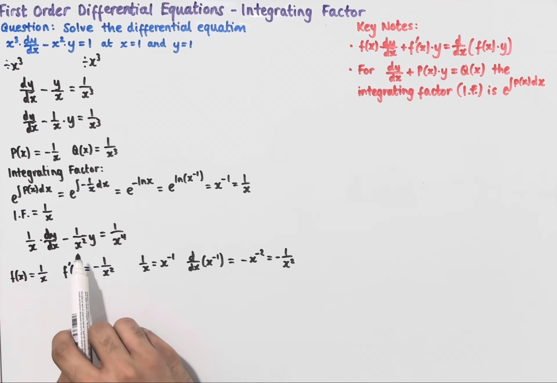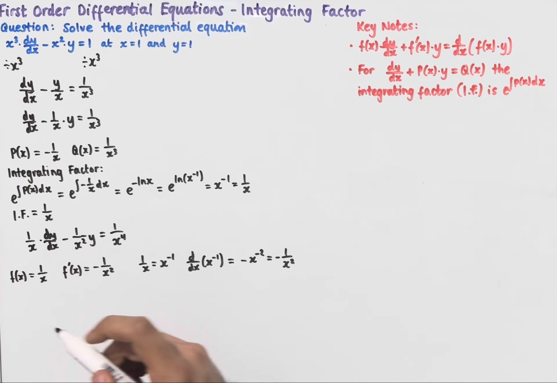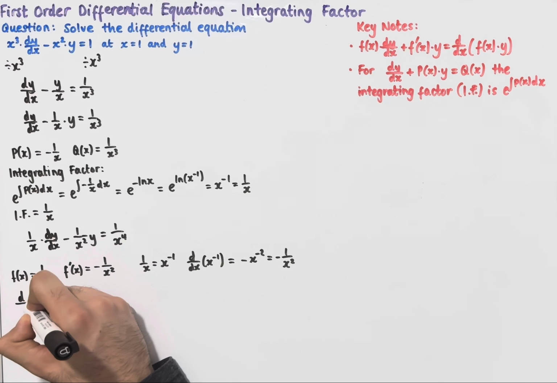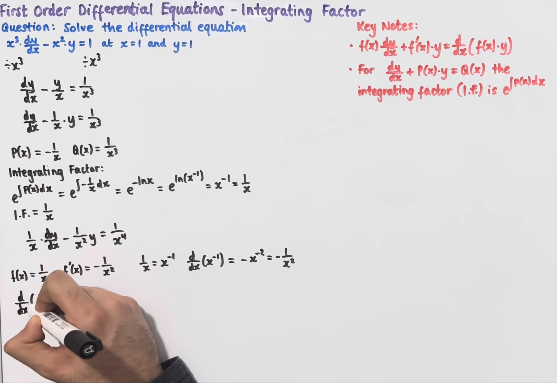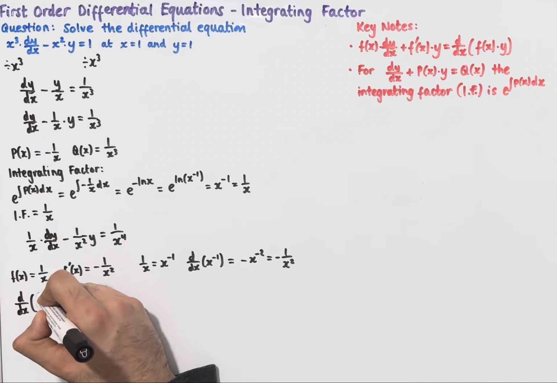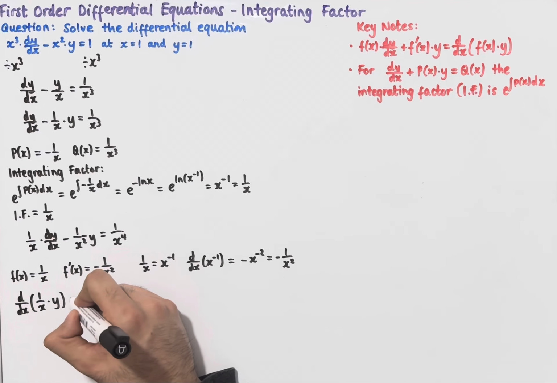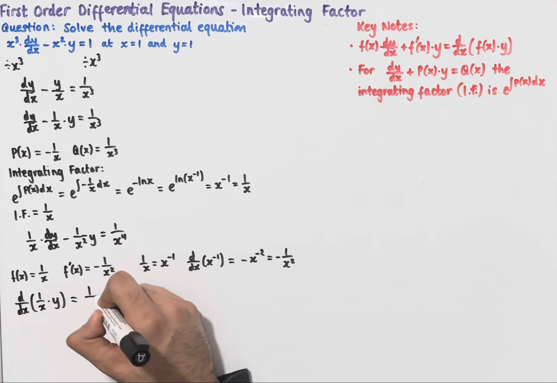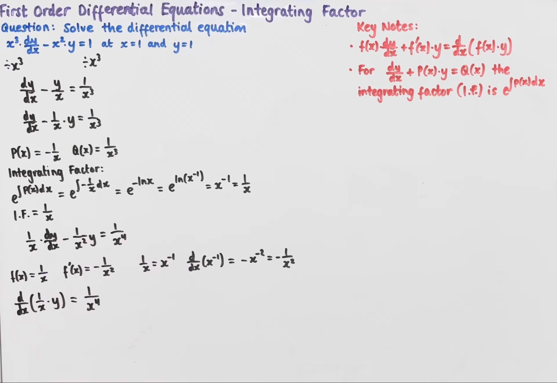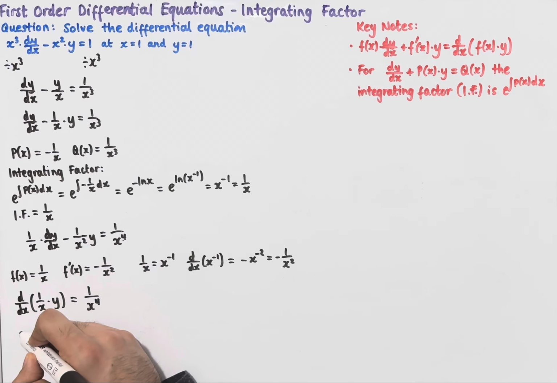So the left hand side here can now be rewritten in this format, where we have the differential with respect to x of f of x, which in this case is 1 over x, multiplied by y, and this equals the right hand side, which is 1 over x to the power of 4. Essentially, this is the product rule, and now we're rewriting the product rule in reverse. As if we were to differentiate this with respect to x, we would then use the product rule to produce this.